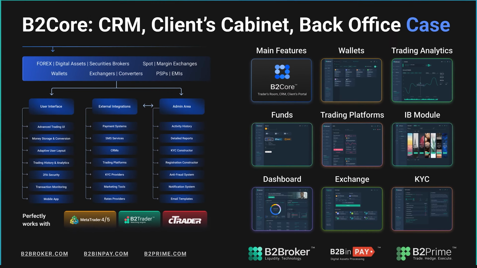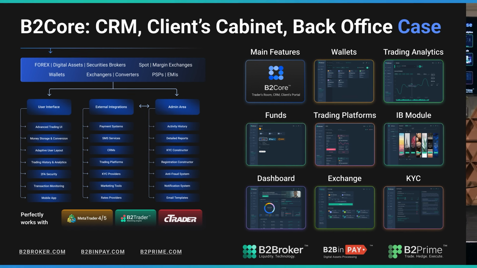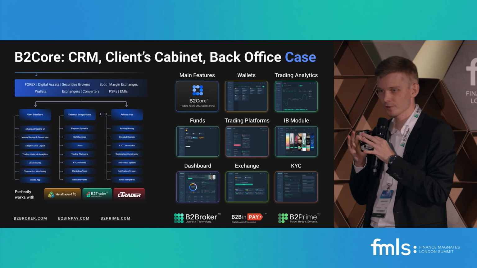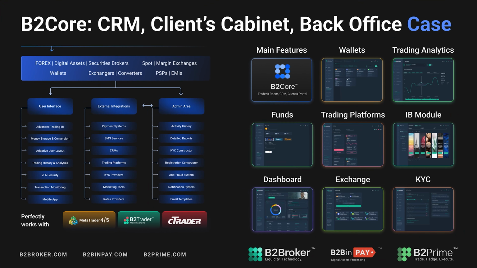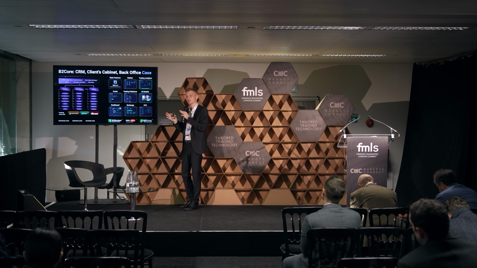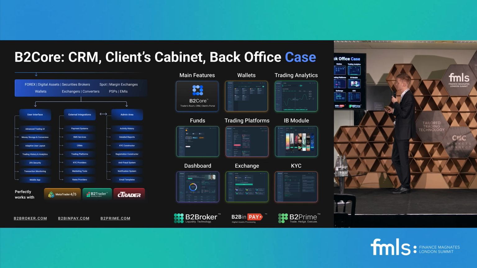The case of this, basically CRM, the case of this back office functionality. So this is one of our products, which is basically the B2 Core, the CRM system, where everything that I previously stated is basically done. As you can see here, we have the front-end part, which consists of the wallets itself, which has the funds section with 100 plus payment system integrations. We have the trading platform sections, which is basically integrations through the MetaTrader, through the C-Trader, through the B2Trader. And there will be 2 more trading platforms coming really soon.